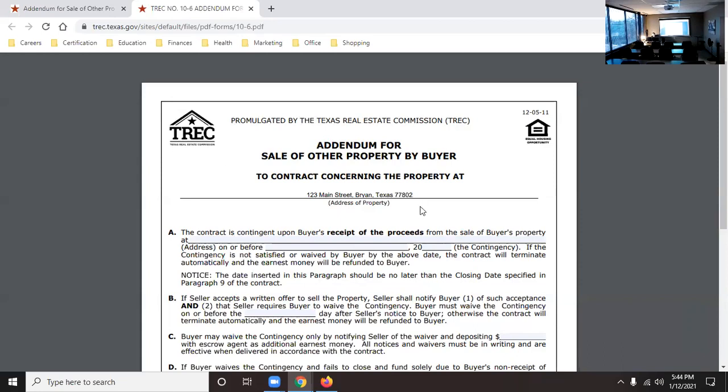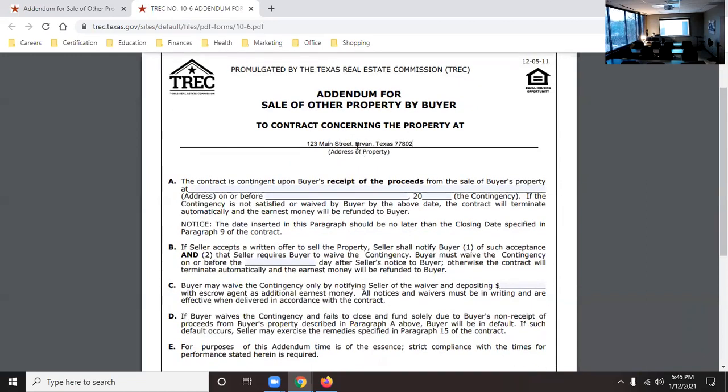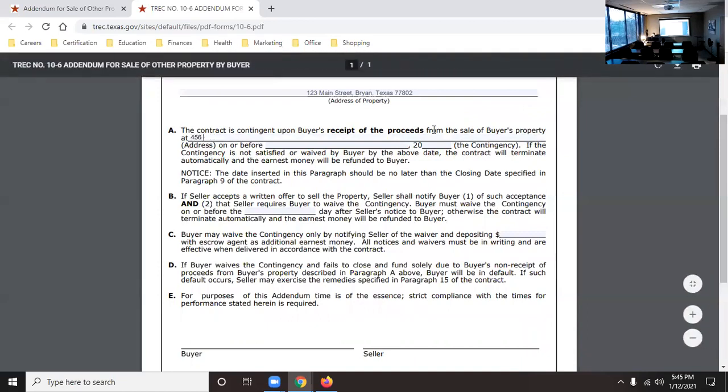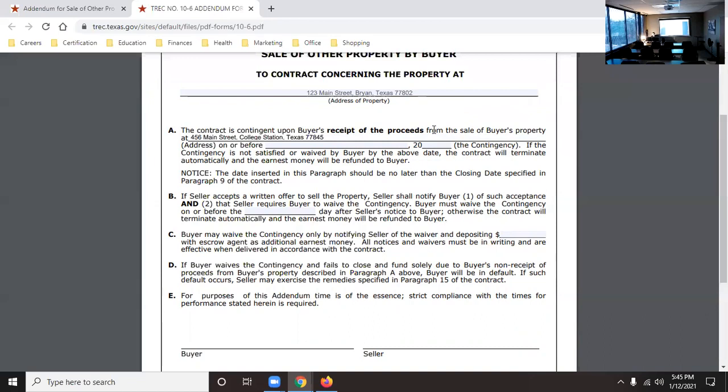So what happens is Colton tells Mr. Travis in his contract, he includes an addendum for sale of other property. He's going to include the property that he's buying, the one that he's purchasing. But here, he's going to say that he's selling his house at 456 Main Street in College Station, Texas, 77845. Okay? So he needs to sell his property at 456 Main Street in order for him to buy Travis's at 123 Main Street, okay?